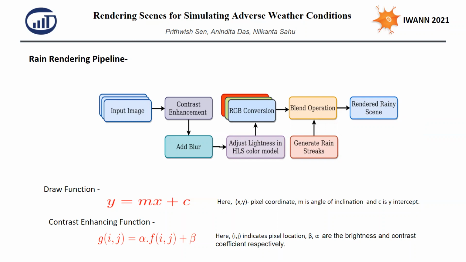Further, to add the blurry and low light effect of the rainy day, blur using average filter and enhancing contrast with the following equation are done. Also, scaling down the lightness channel values of HSL color model to add the said effects. Finally, the input image is converted to RGB color model, followed by blending of rain streaks and the input to obtain the rainy scene image.